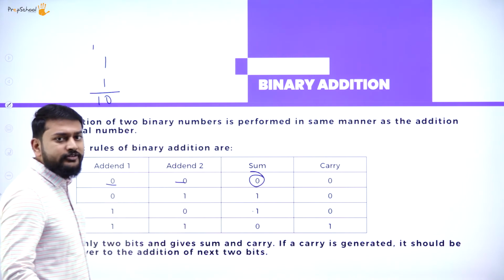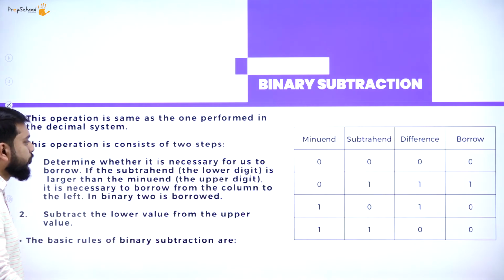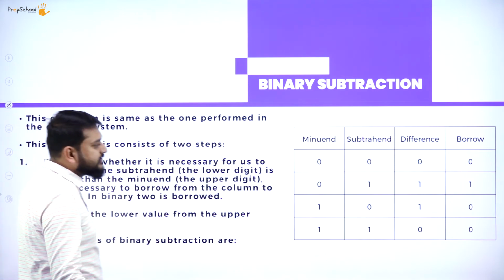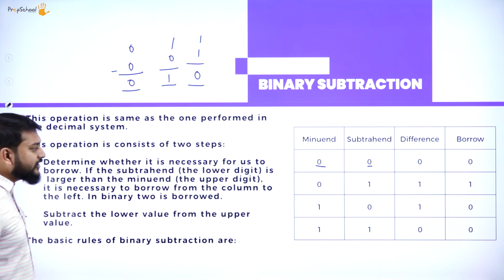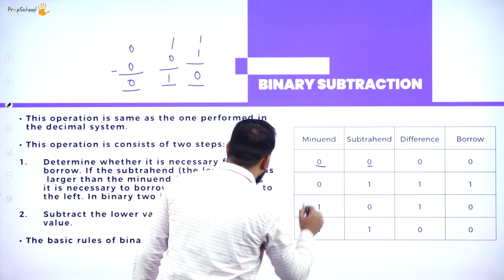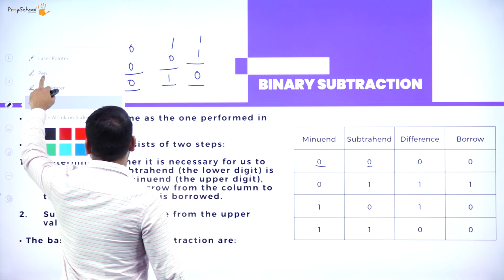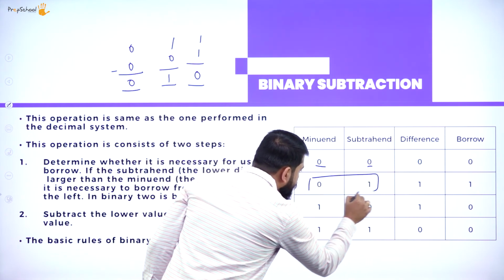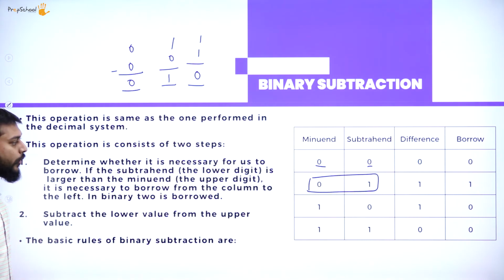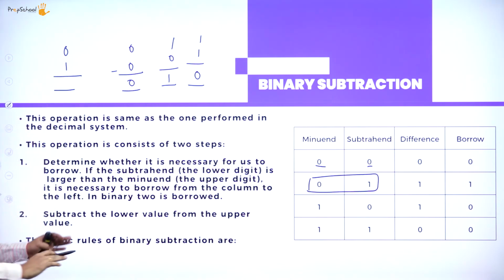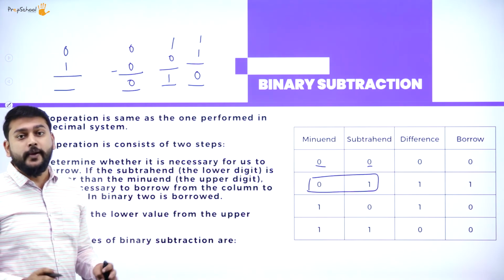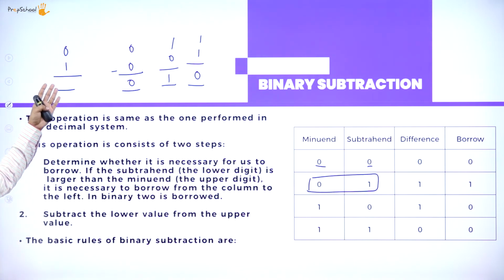So we have subtraction also. Please understand, it's very simple. 0 minus 0 is obviously 0. And the next one that we have is very important. Please understand, this is where you need to spend a little time. How do I perform the subtraction when I have 0 minus 1? Can I perform it? No, I will not be able to do it.